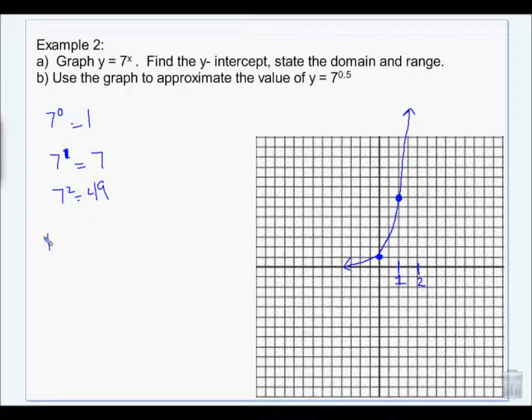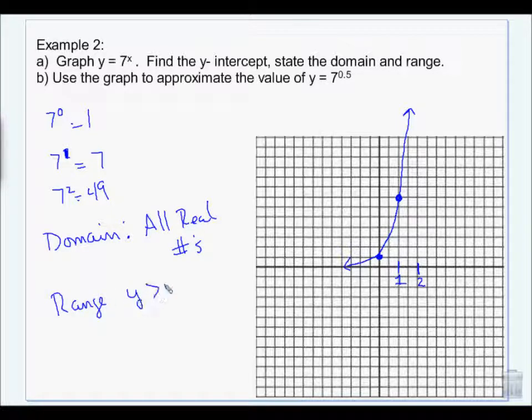Okay, my domain on an exponential is all real numbers. And my range is going to be y is greater than 0. Now sometimes you might end up with a different range if we have a function that flips it over and it gets negative. And the approximate value, so I'm doing 7 to the 0.5. 0.5 is a half, which is right here, and that's about 3-ish. Do you see that? So if I go to a half, I go up 1, 2, it's about 3. Actually, it's probably more like 2.9, but you know, it's an approximation, so it's not really expected to be exact.